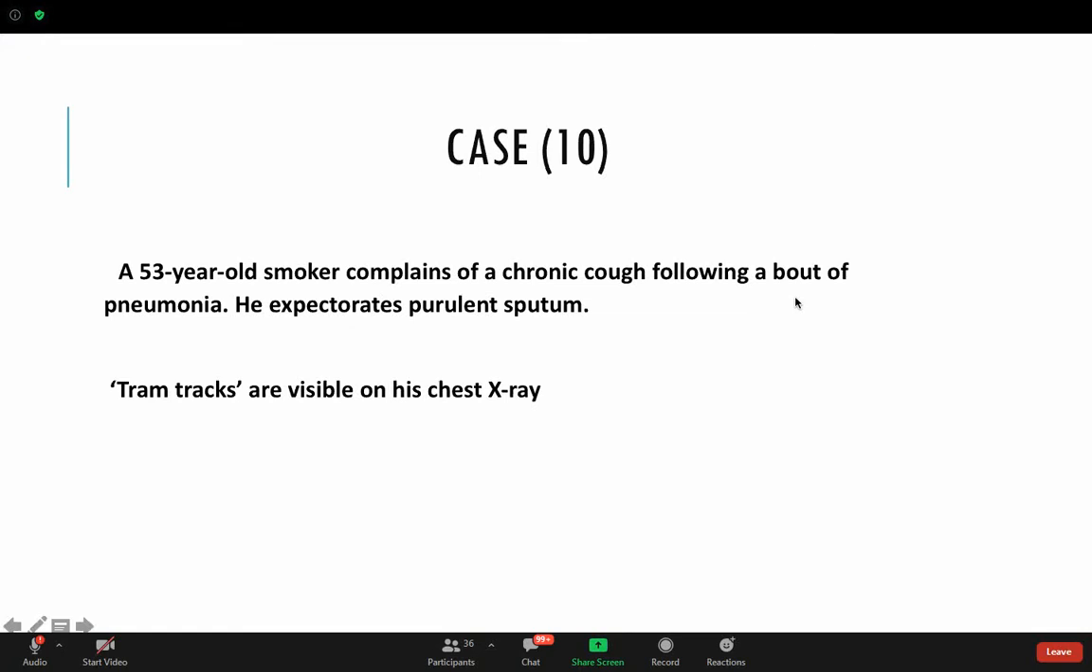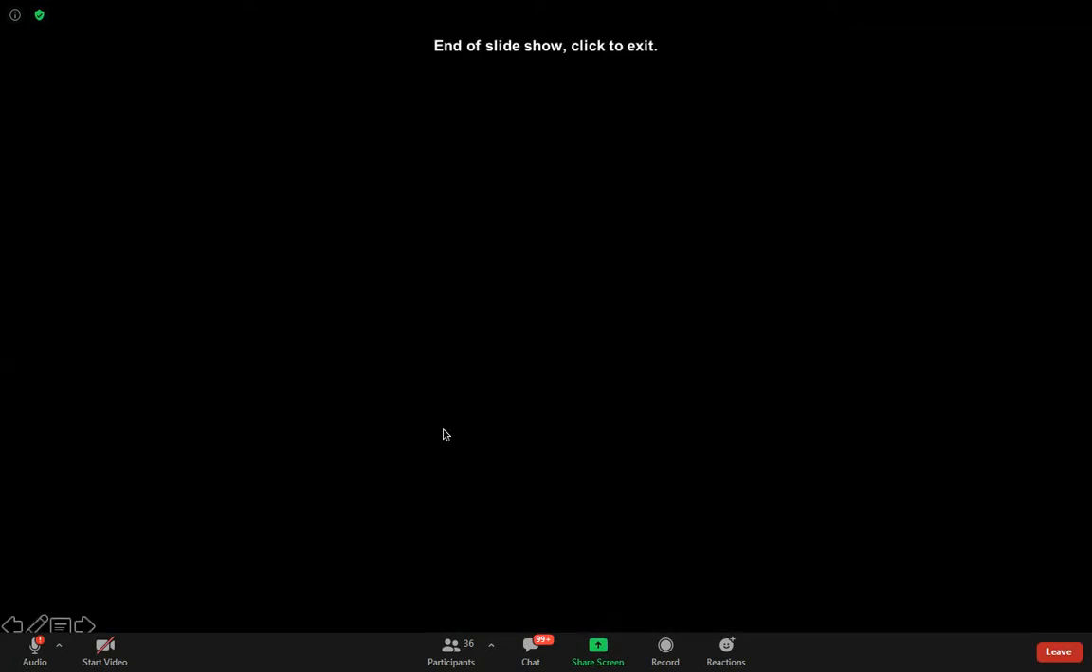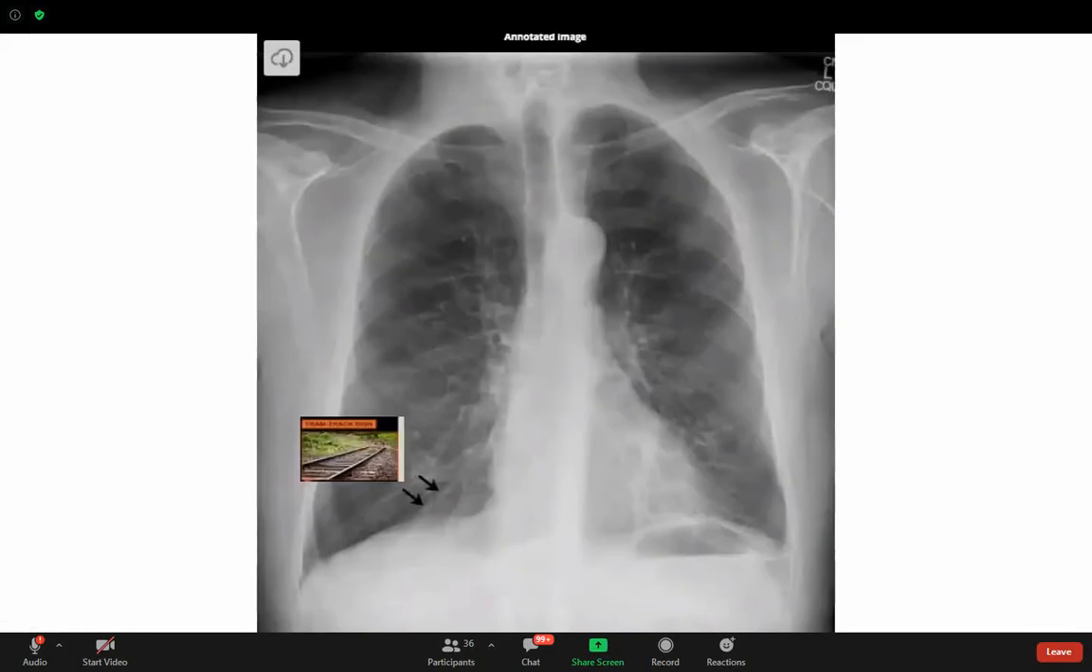This is just to give you a clue. He has what we call a tram track visible in the chest X-ray, and I will show you what tram track means. This is the tram track, like a train track. You see it here: this is one line, this is two, and this is what is between them. So this is actually an indication of bronchiectasis. And when you have bronchiectasis, you're going to make tons of sputum.